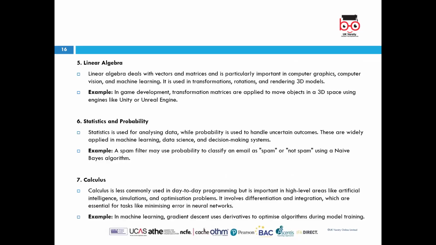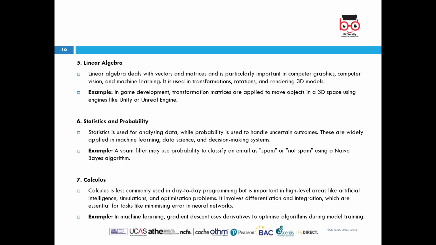Linear algebra. Linear algebra deals with vectors and matrices, and is particularly important in computer graphics, computer vision, and machine learning. It is used in transformations, rotations, and rendering 3D models. For example, in game development, transformation matrices are applied to move objects in 3D space using engines like Unity or Unreal Engine, which we see a lot in games nowadays, even on consoles.